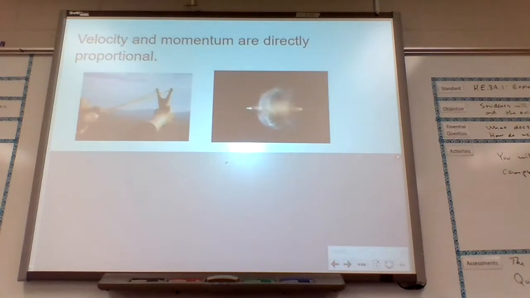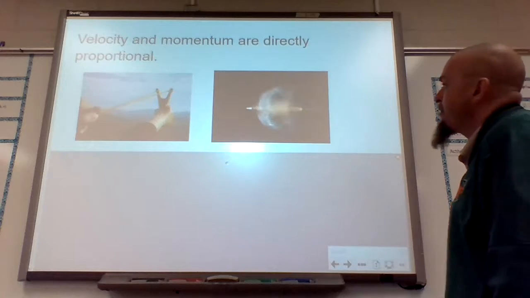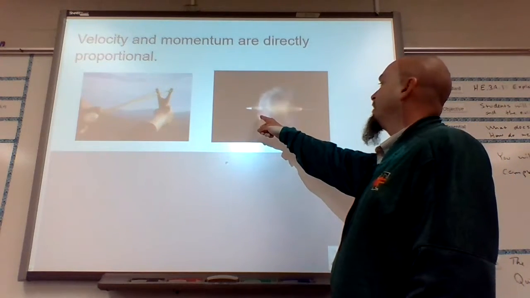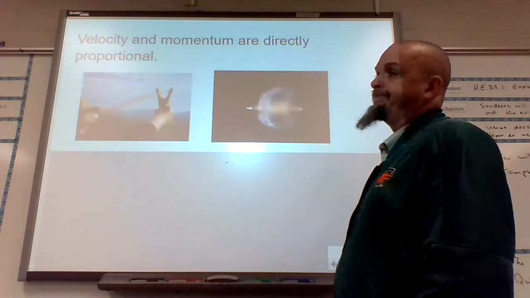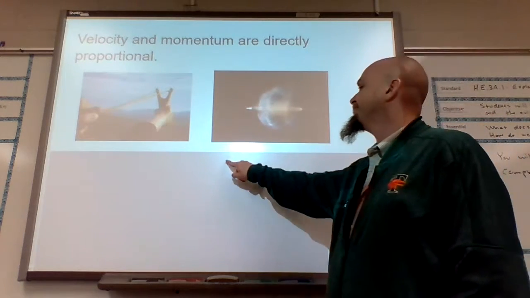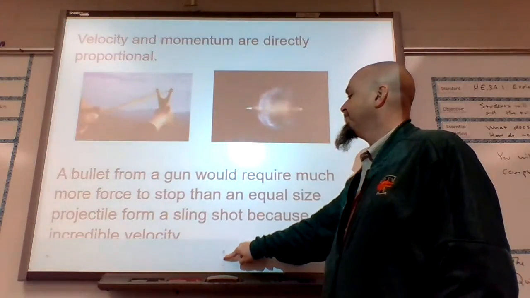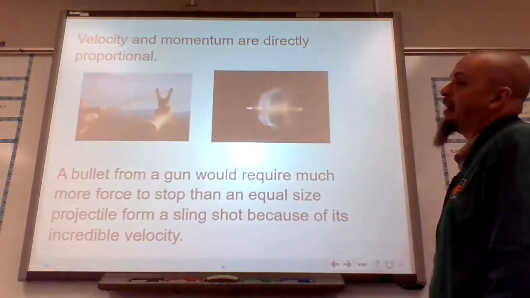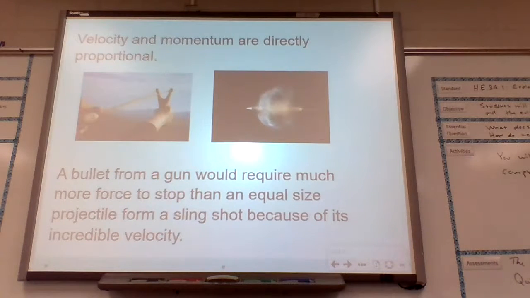I can shoot a projectile with a slingshot or with a gun. And those projectiles could have the exact same mass. But the one shot from the gun will be much harder to stop. And the reason why it will be much harder to stop is because of its velocity. The velocity of the projectile coming out of the barrel of the gun is incredibly high.